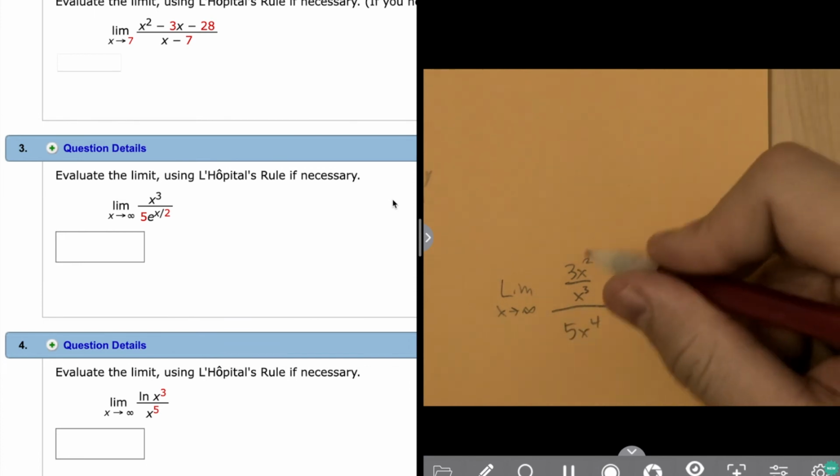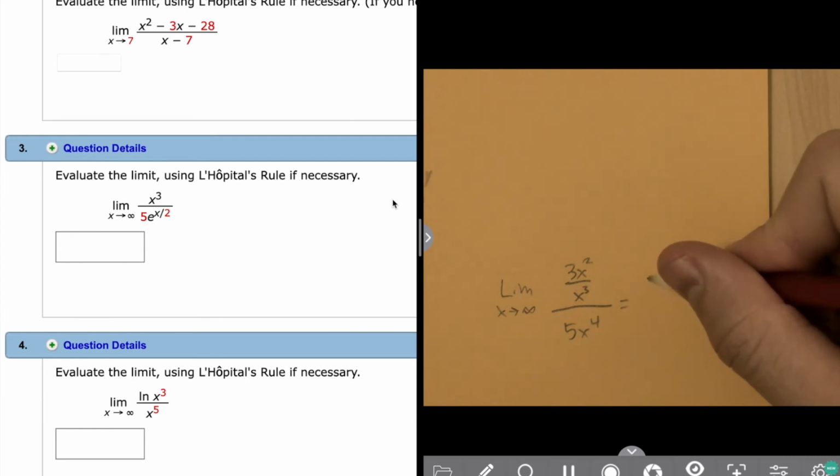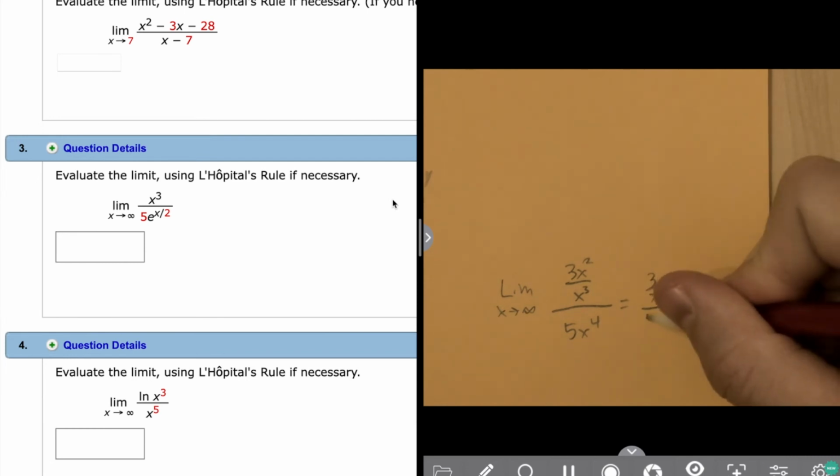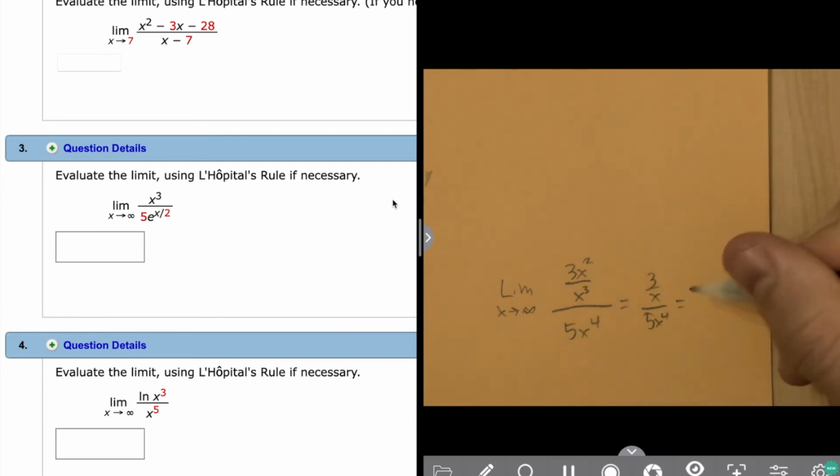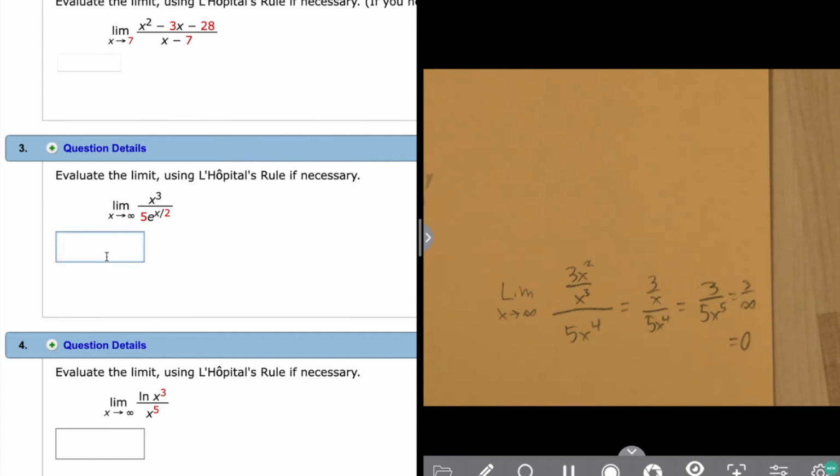Now, before I evaluate that, let me clean this up a little bit. That's going to be 3 over x divided by 5x to the 4th. I can clean that up a little bit further. That's going to be 3 over 5x to the 5th. And I can actually evaluate that now. That's 3 over infinity, which again is going to approach 0. So it looks like both of these approached 0.